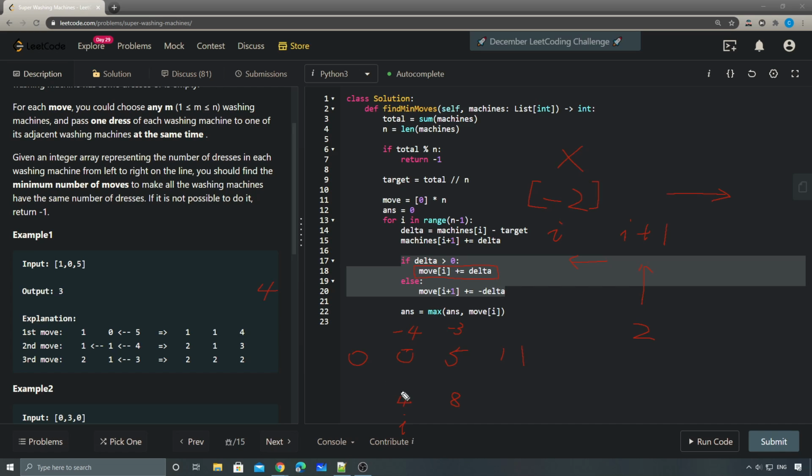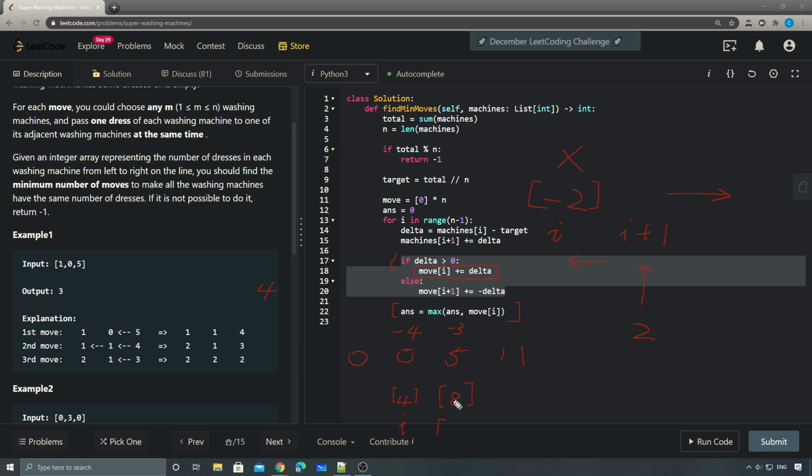right? So for example at this location, we need to give 4 addresses to the left side, and at this location, we need to give 8 addresses to the left side. And like I said, if the delta at this location is greater than 0 after this calculation, it means that we also need to give some of the addresses to the right side. That's why we only add this move i when the delta is positive, and then we just get the maximum number out of these things here.